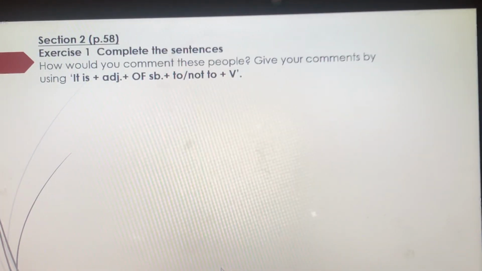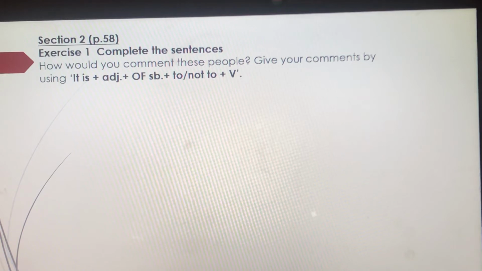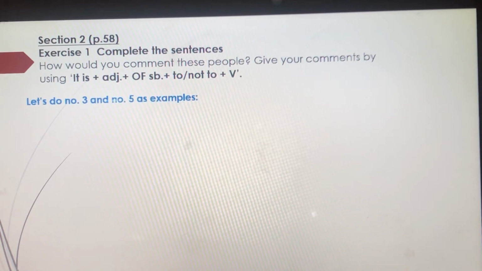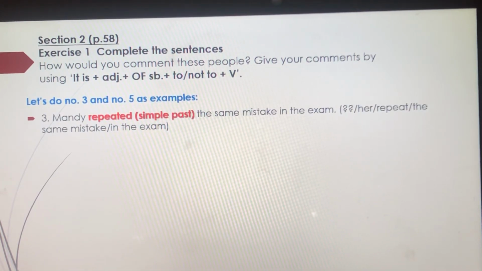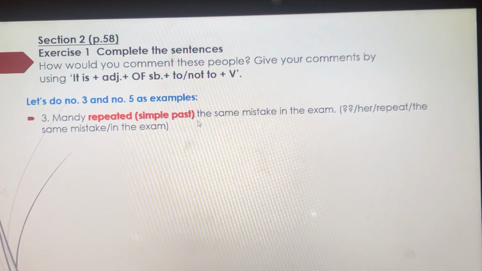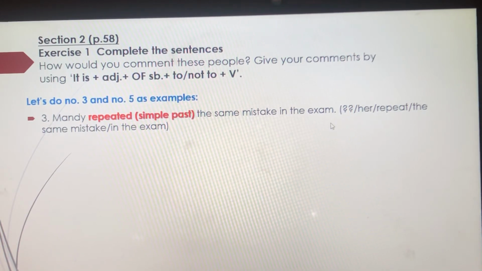The next one, section 2, exercise 1. Complete the sentences. Again, how would you comment these people? Let's do number 3 and 5 as examples. Now, first in number 3, Mandy repeated. Past tense, bear in mind, okay? Be careful. So, she repeated the same mistake in the exam.